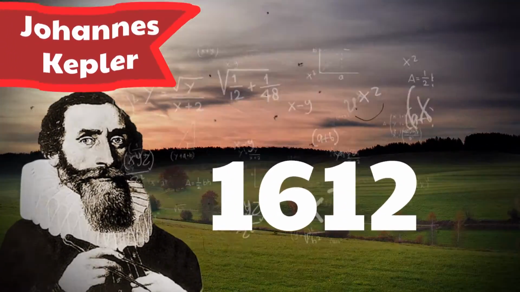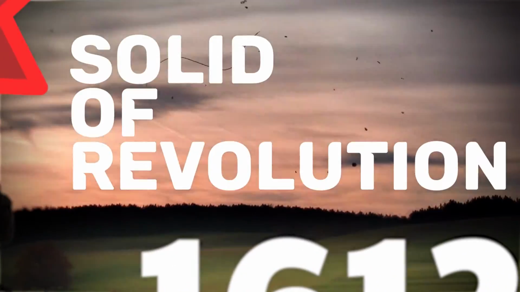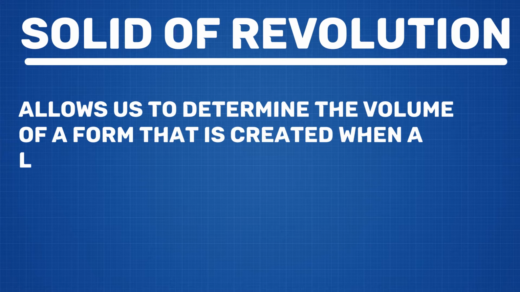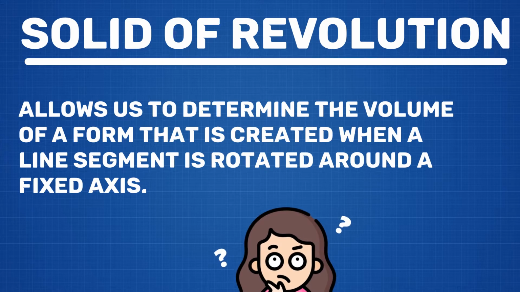He found that we could mathematically calculate the volume of these circular forms through the concept of solid revolution. This branch of calculus allows us to determine the volume of a form that is created when a line segment is rotated around a fixed axis. Now, before we get into the math, let me show you exactly what I mean.